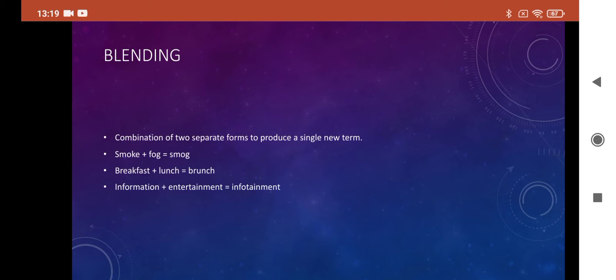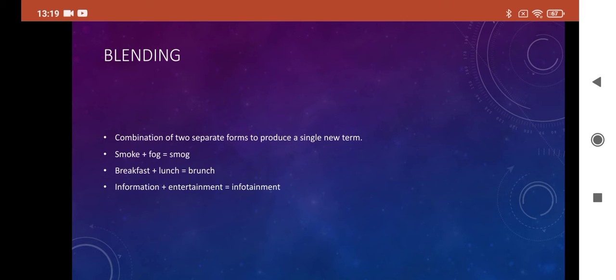And we have already looked at a few processes of word formation in the previous video. Now we are looking at the remaining part of the chapter. The next process that we are going to look at is known as blending.